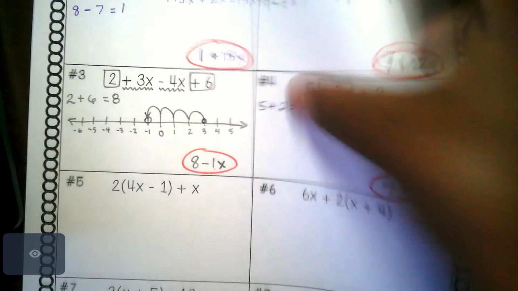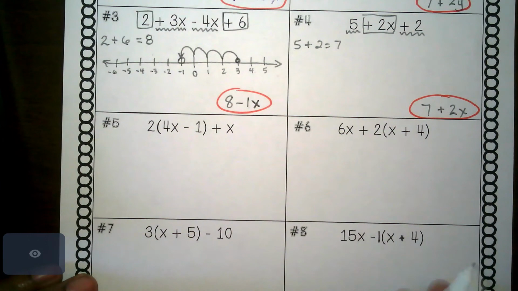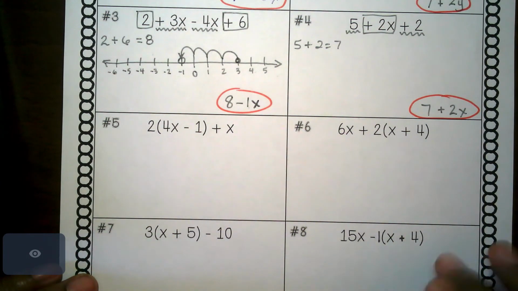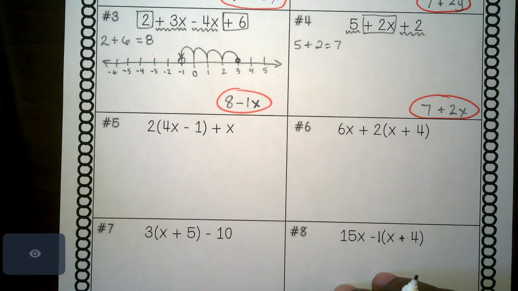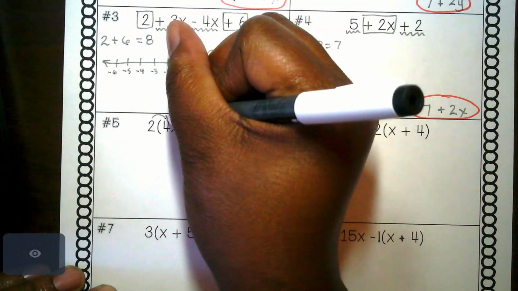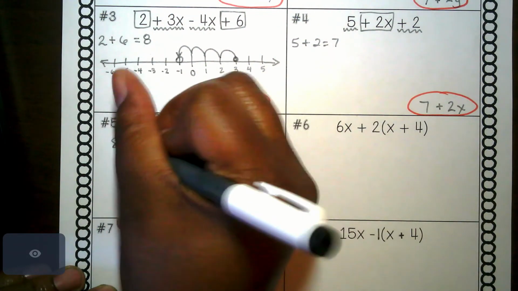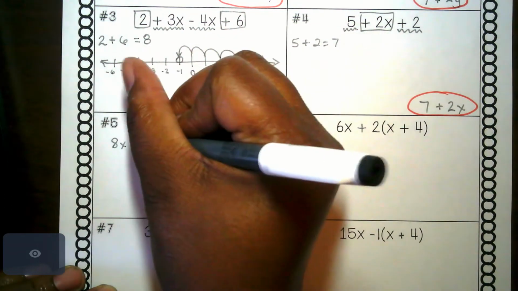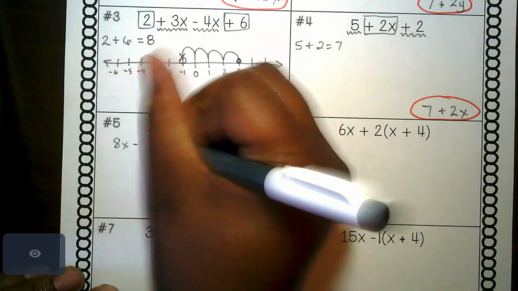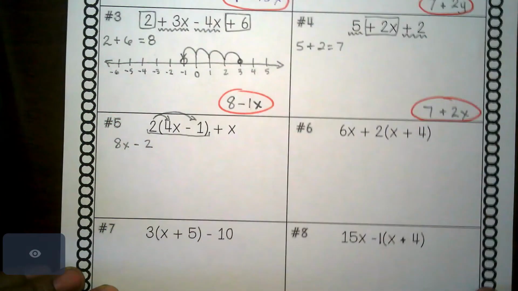All right, let's look at the next number 5. We have this plus 1x over here, but we first have to take care of this distributive property. So I'm going to distribute this 2 over to 4x. 2 times 4x will give me 8x. And then I see it subtracting. Now I need to go 2 times 1 gives me 2. So I have now simplified this distributive property.